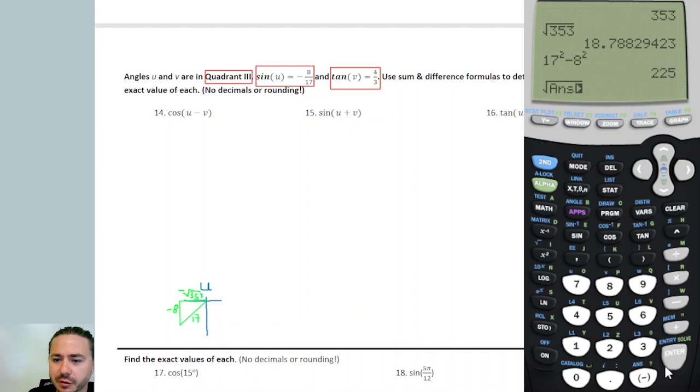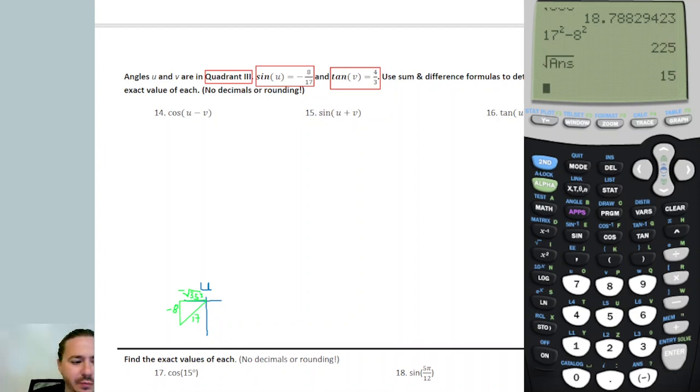Yeah, that's definitely going to be a perfect square. It's going to be 15. Okay, so luckily we don't get this ugly old number here. We're going to get minus 15. So that's going to help us evaluate sine, cosine, and tangent of angle U. We're going to do a similar diagram for angle V, which also happens to be in quadrant 3.